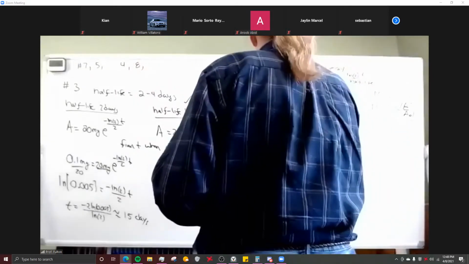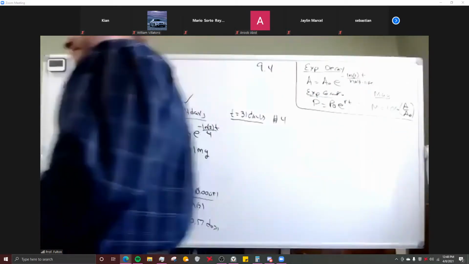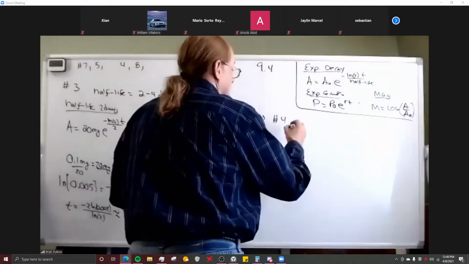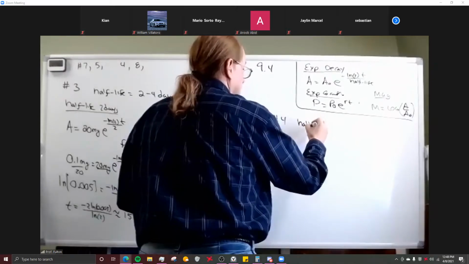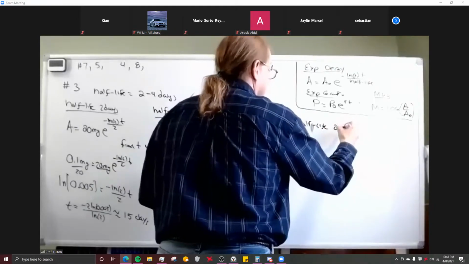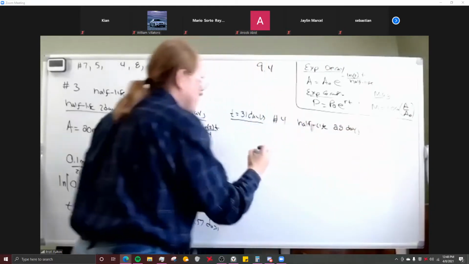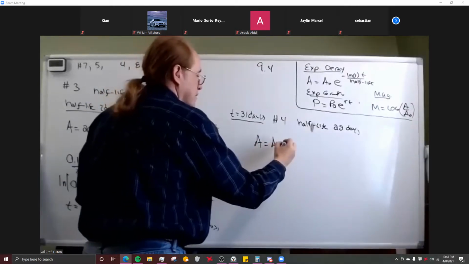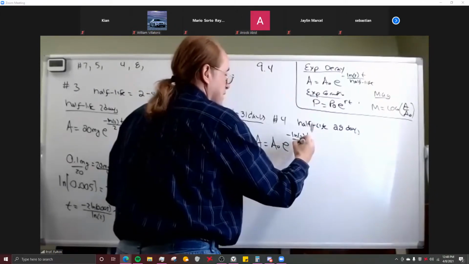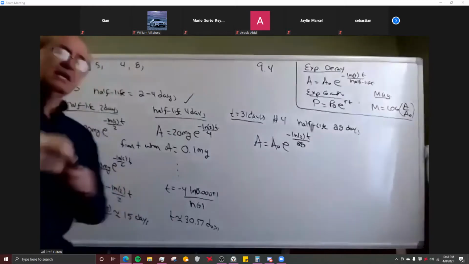Now let's look at number 4 over here. Aimovig has a half-life of 28 days. If a patient takes a 140 milligram dose, how much will be in the body after 100 days? It's a little bit different. So Aimovig has a half-life of 28 days. Let's set up our model. A is A0, e to the minus natural log of 2t over, in this case, 28. T is going to be measured in days now.